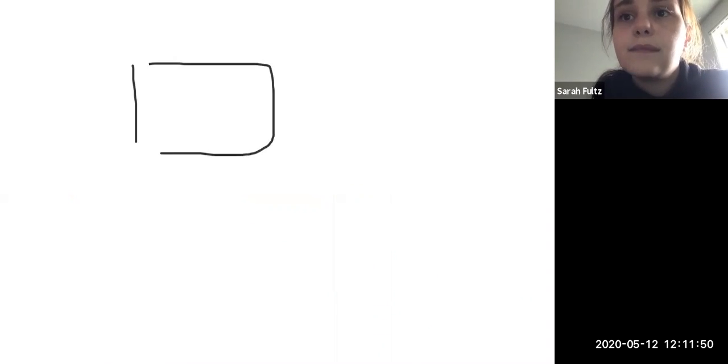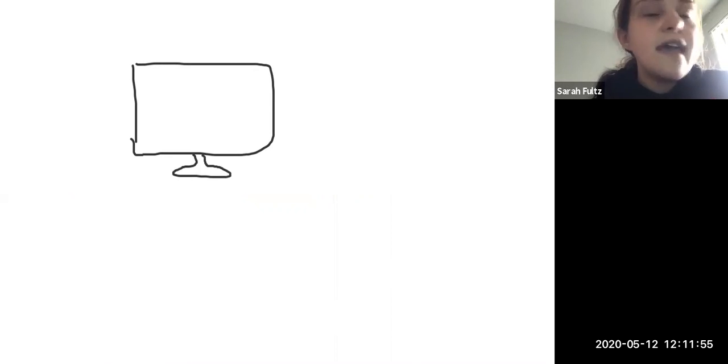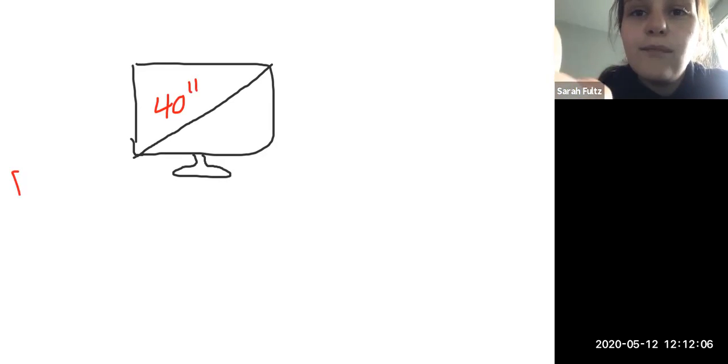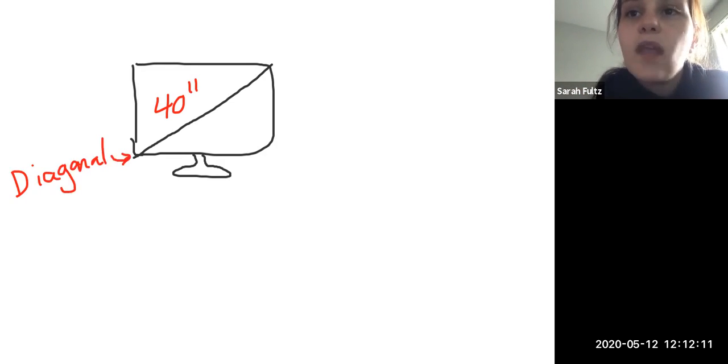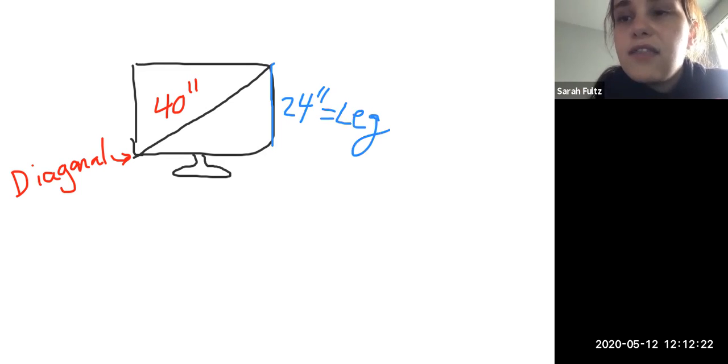It gives us a little TV. And here's a little TV stand. And we're saying that the TV across, which is how you actually measure TVs, by the way, is 40 inches in what we call the diagonal, because it goes from one corner to the other. And we're saying the length of the TV here is 24 inches. And this is going to be one of our legs. This here, I know it doesn't look like it in my drawing. This is a right angle.